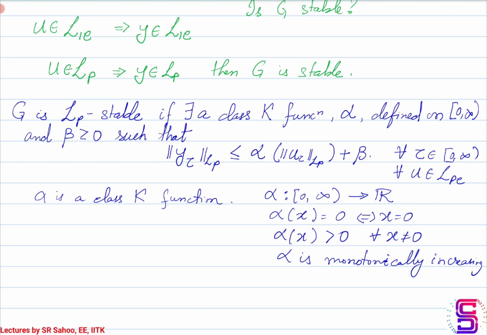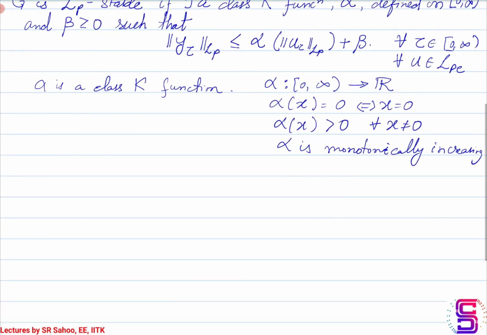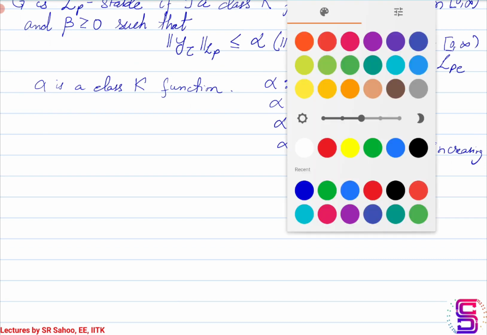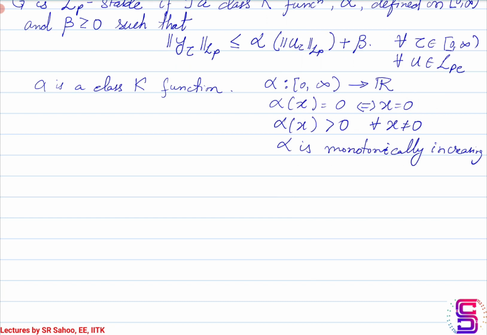This inequality should be true. We call this operator G finite gain LP stable. Here the P that we are talking of is between 1 to infinity.